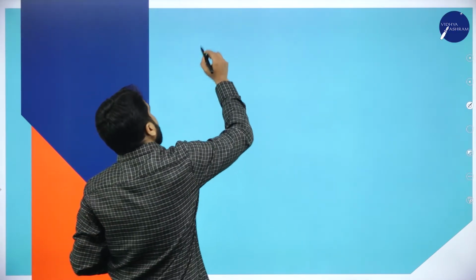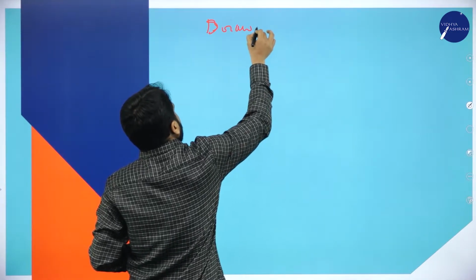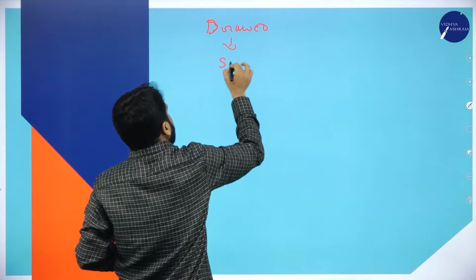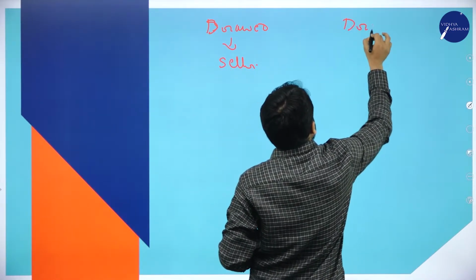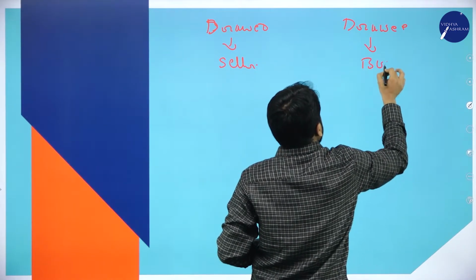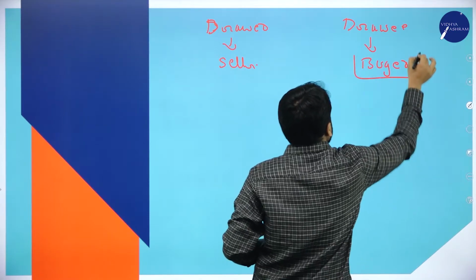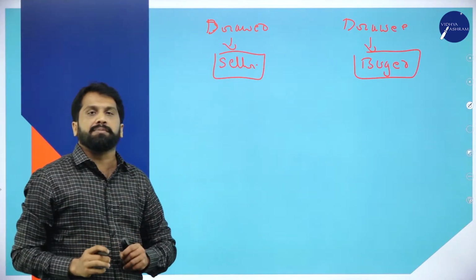Now, journal entries in the books of drawer. Drawer means what? Seller. Journal entries in the books of drawee. Drawee means in the books of buyer. Journal entries in the books of seller. Journal entries in the books of buyer.